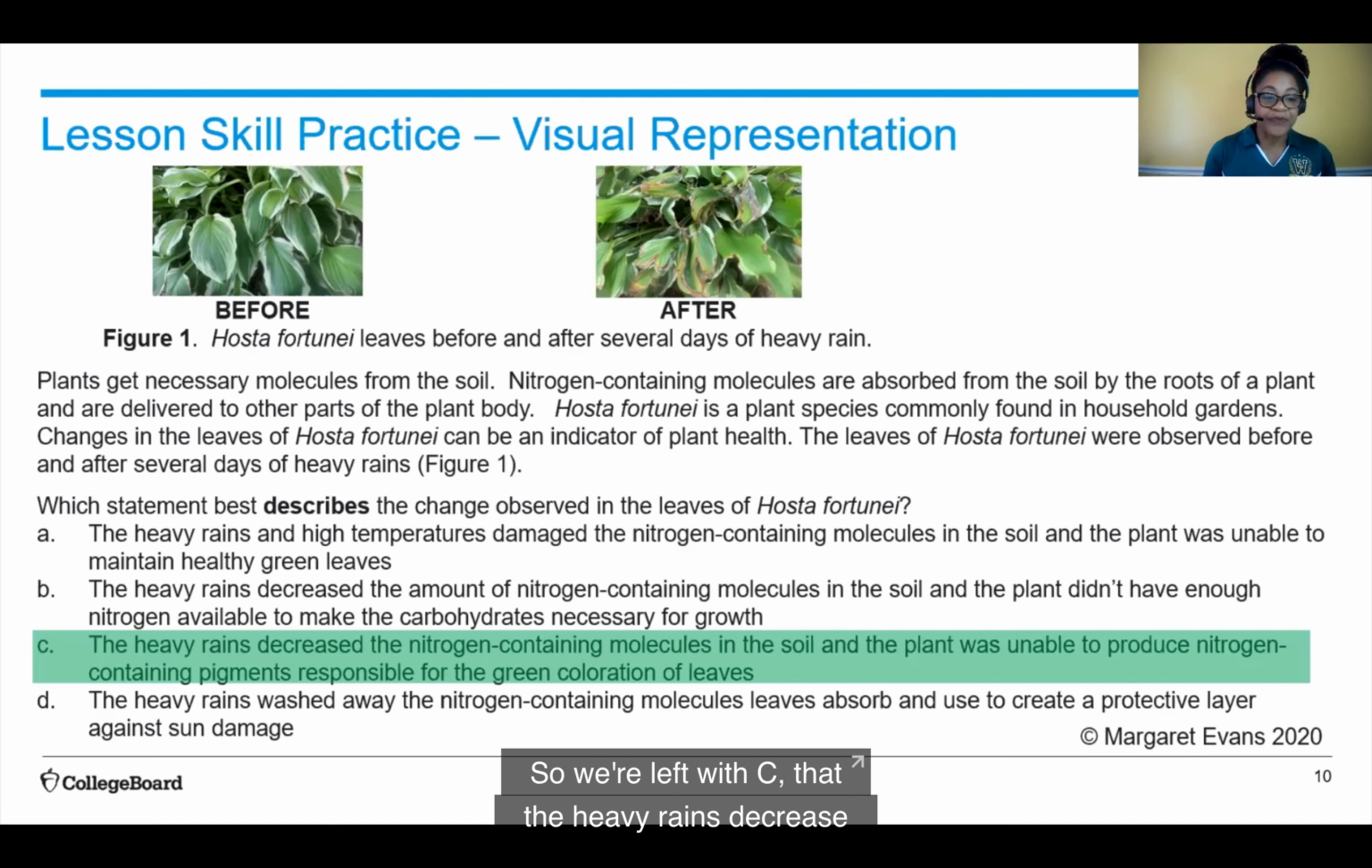So we're left with C: the heavy rains decreased the nitrogen-containing molecules in the soil, and the plant was unable to produce pigments responsible for the green coloration of leaves.